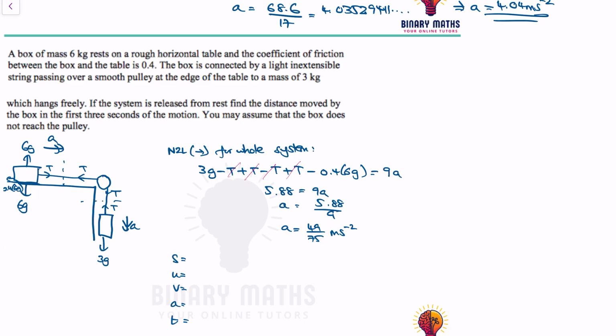We're trying to find the distance traveled. The box is initially at rest, so u is 0. We don't know the final velocity. We know acceleration is 49/75 and the time is 3 seconds. So we've got S, U, A, and T. S is equal to ut plus half at squared, which means 0 times 3 plus half times 49/75 times 3 squared, which means S is equal to 2.94 meters.